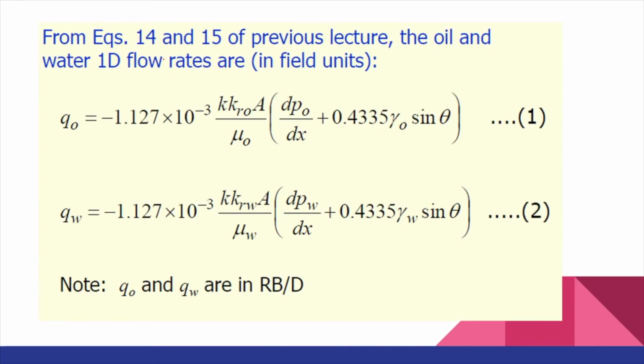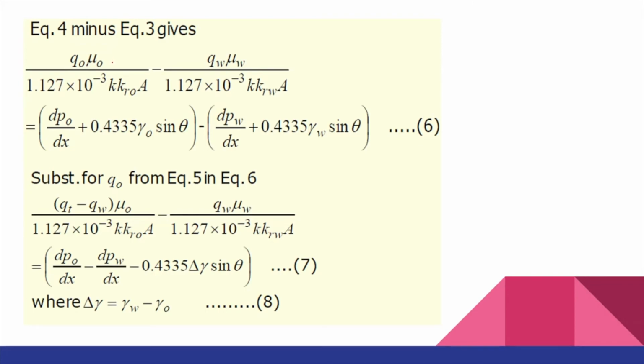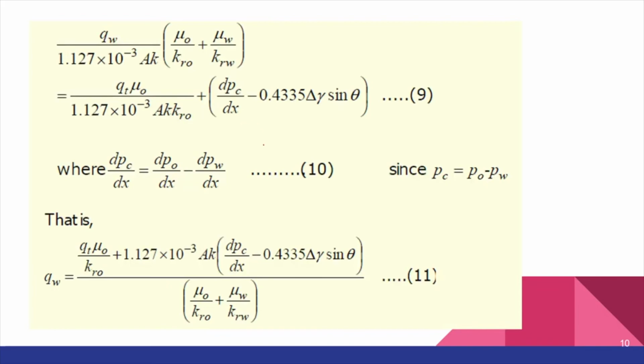From equations 14 and 15 from the previous lecture, the oil and water 1D flow rates are these. The flow rate of oil equals this, and the flow rate of water is equal to this equation. By arranging these two equations and considering Qt equals Qo plus Qw, we will get this derivation after substituting the specific gravity for water and oil, and considering the capillary pressure. Your Qw will now equal this equation.